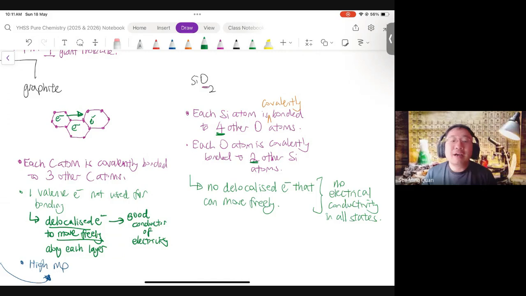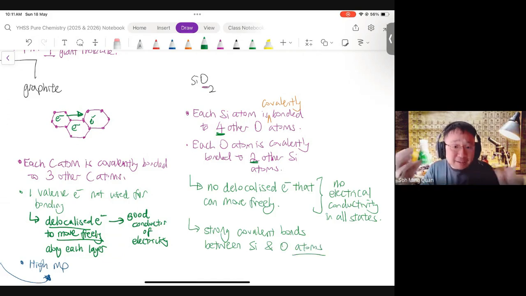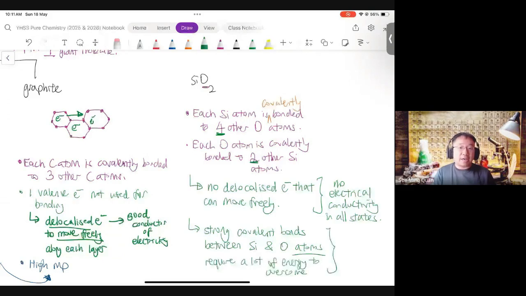And this is because each silicon atom has already bonded to 4 other atoms. There are no valence electrons which are not shared. There are no valence electrons which can be delocalized. The next thing is the bonding type is strong covalent bonds. Strong covalent bonds between what? Whenever you are explaining bonding, it's very important that you explain the forces of attraction between what. In this case, Si and O atoms. It is the atoms which are bonding together by sharing their valence electrons. So strong covalent bonds between silicon and oxygen atoms require a lot of energy to overcome.